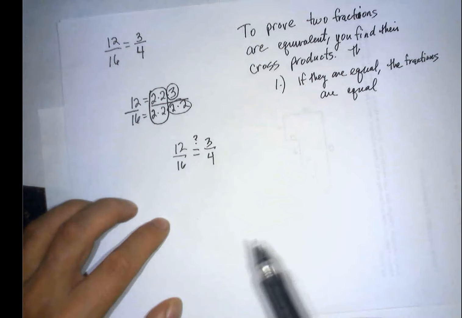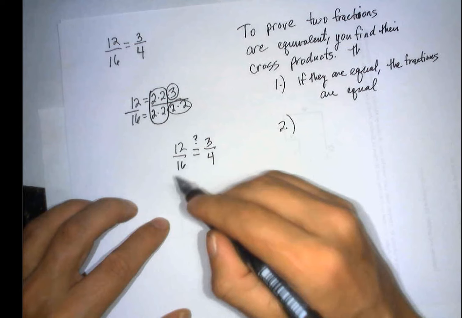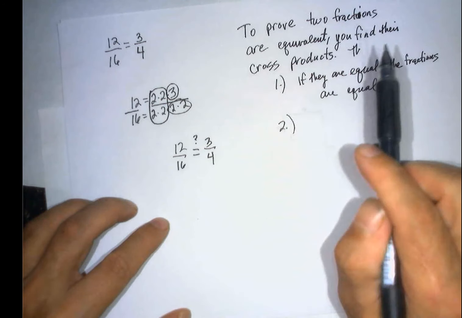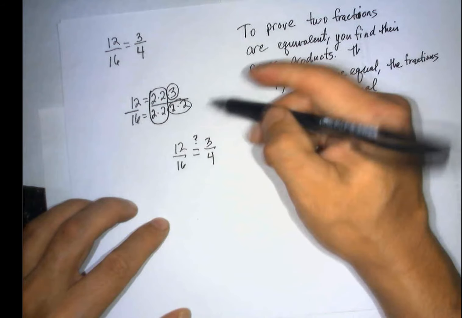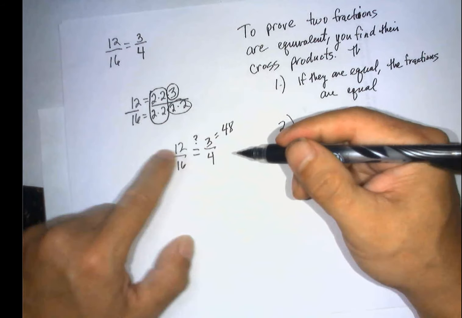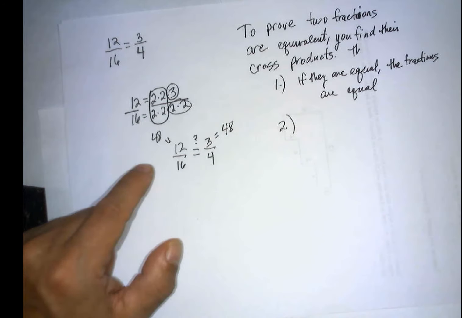Okay. And you start at the bottom. Always start at the bottom, and I'm going to show you why in just a minute. 16 times 3 is 48. 4 times 12 is 48. They are equal. So the cross products are equal.